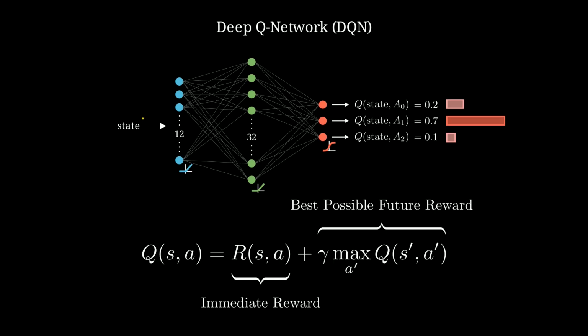So the robot takes in the sensor readings, the network outputs 3 scores corresponding to the 3 possible actions, and we can just perform the action that got the highest score.